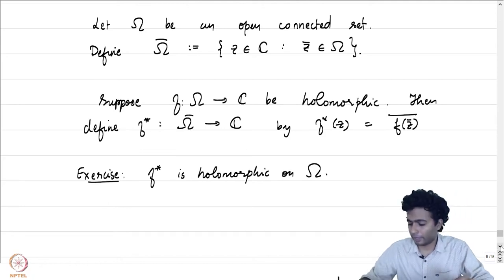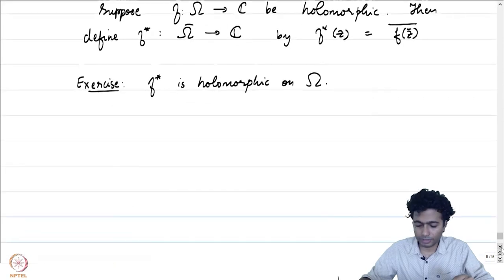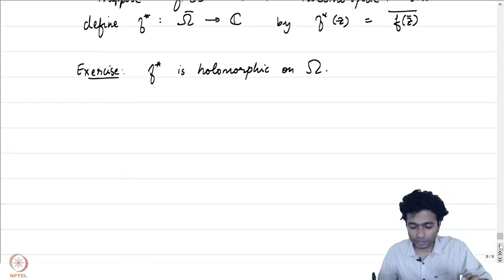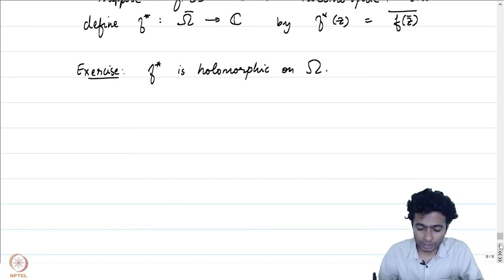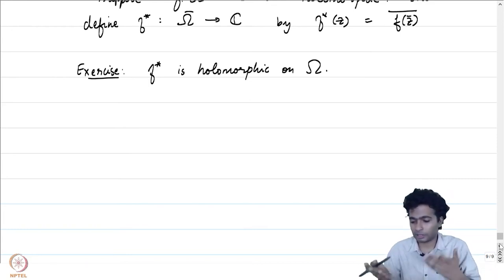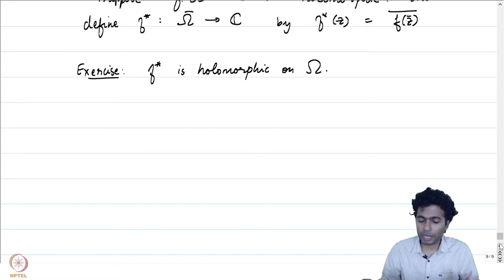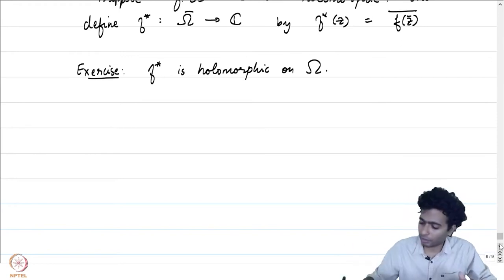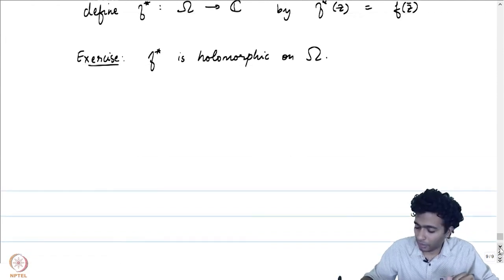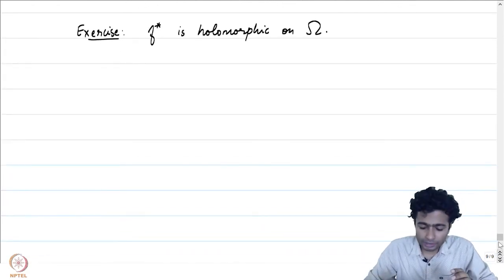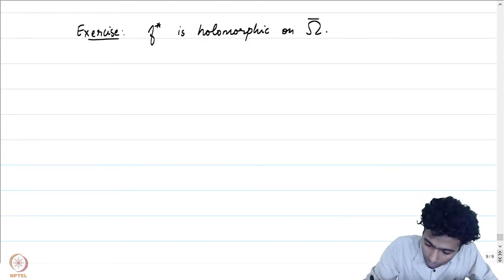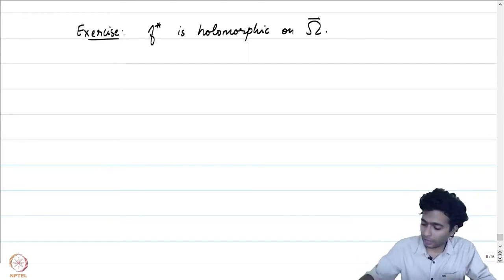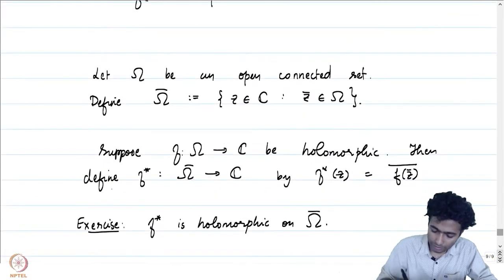Well, you could do it in any of the favorite ways you deem fit. You could, for example, sit down and check that the Cauchy-Riemann equations are satisfied by f star, or you could write down a power series expansion of f and get hold of a power series expansion of f star and thereby prove that it is complex analytic and hence holomorphic. You can pick the route to establish that f star is holomorphic. Note that f star is not on omega, it is on omega bar by the way. f star is defined on omega bar as you can see here.